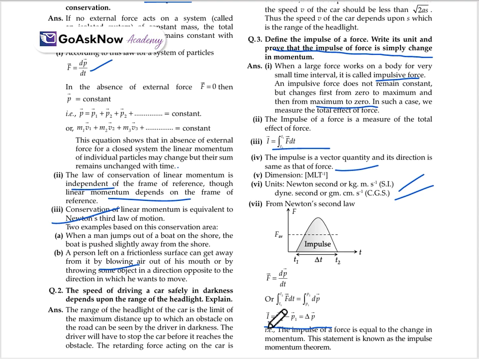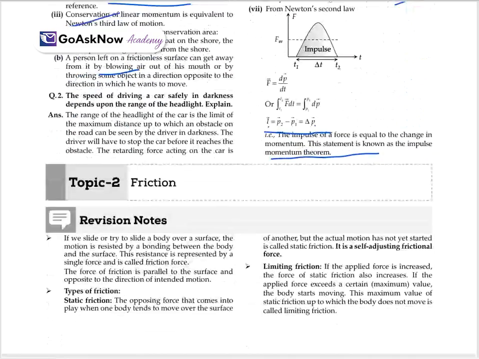Here we can see I is equal to delta P, which means change of momentum. This statement is known as the impulse momentum theorem. It means it depends on the momentum.